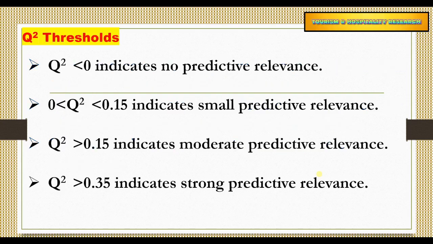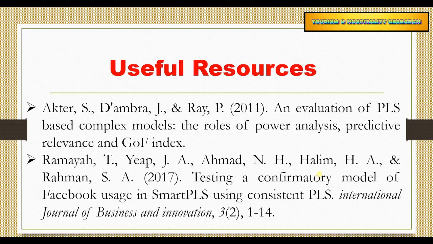These are the thresholds for Q square. In case it's less than 0, it indicates no predictive relevance. In case it is between 0 and 0.15, that indicates small predictive relevance. When it is above 0.15, it indicates moderate predictive relevance, and when it is above 0.35, it indicates strong predictive relevance. Now, these are some useful resources which you can refer to for learning more about Q square.